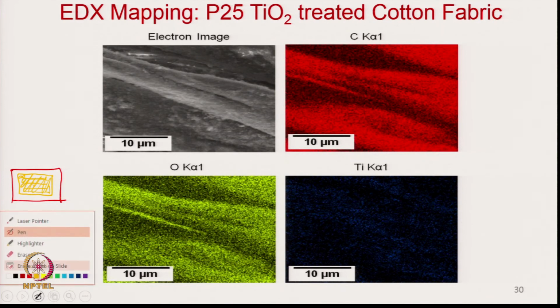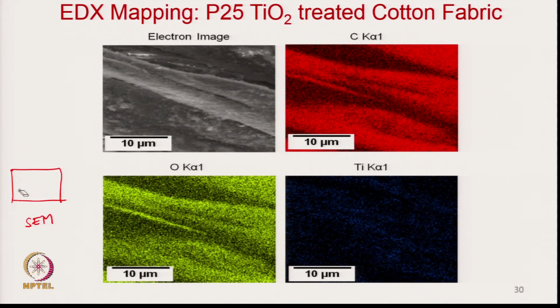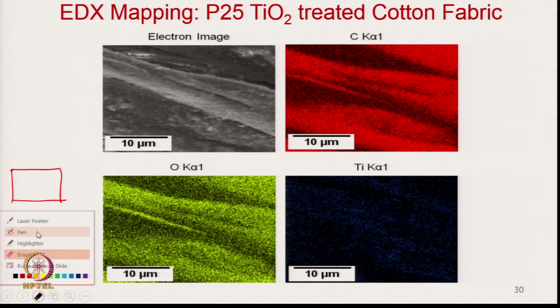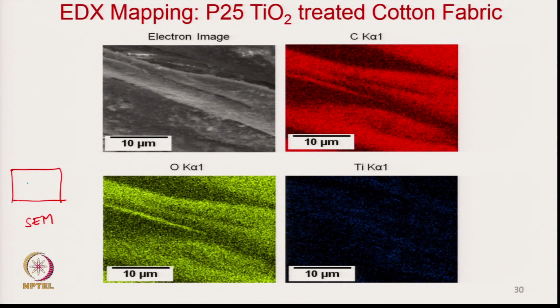Or alternately, you need not take a bigger area. You can take a small focused beam of your scanning electron microscope and scan it from one point to another point, and at every spot you can take an EDX spectrum. So you will know what is present here, what is present there, and how the chemical nature is changing. So you can actually do a mapping.